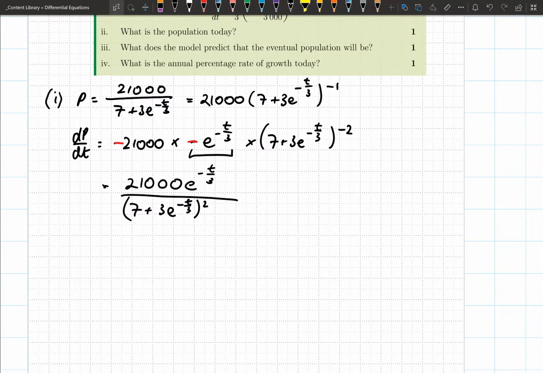Now, in the original equation, we know that P is equal to this here, right? Can you see where this P can be substituted into my differential equation now? Do you see that this is actually inside this equation already? Yes, so here it's just 21,000. And here we've got 7 plus 3e to the power negative t over 3, but squared, so I can just take out one of them. So I'm just going to rewrite this as P times e to negative t over 3 over 7 plus 3e to negative t over 3. Are you cool with that?